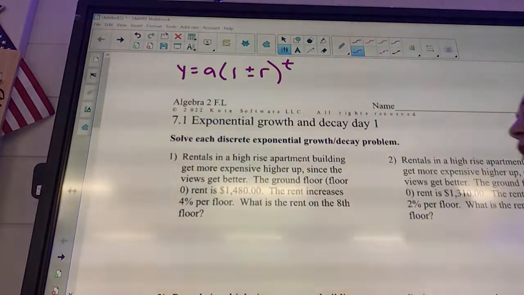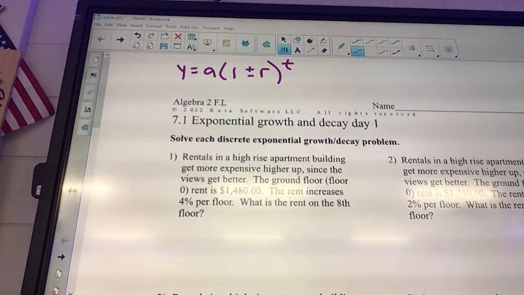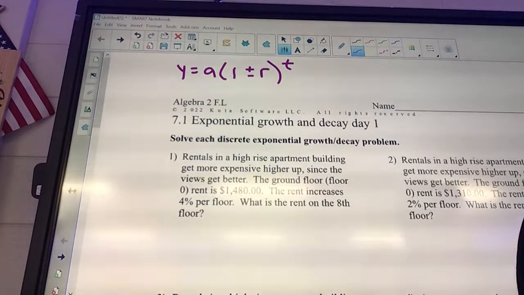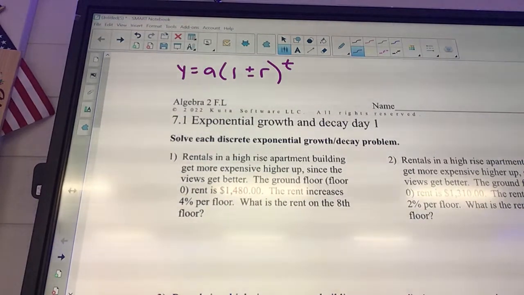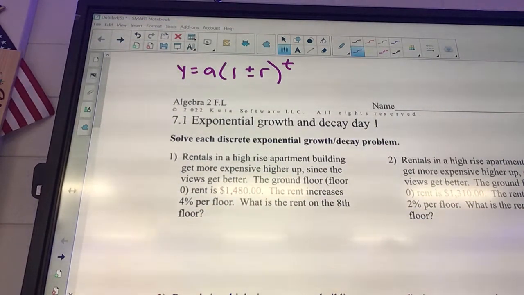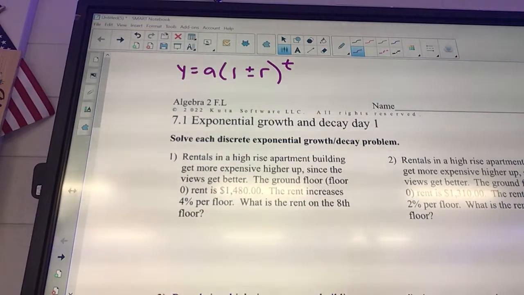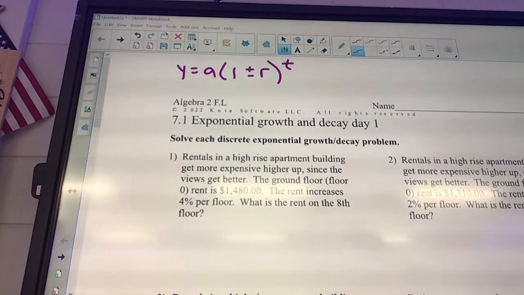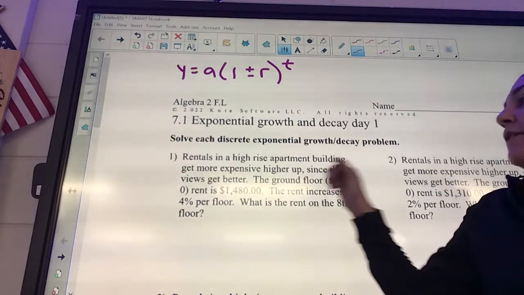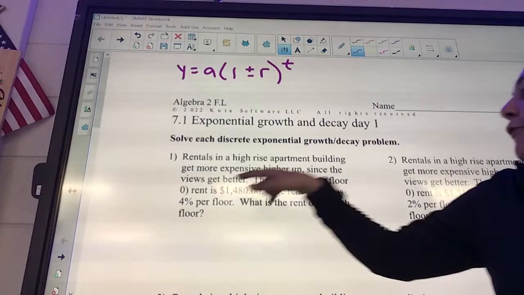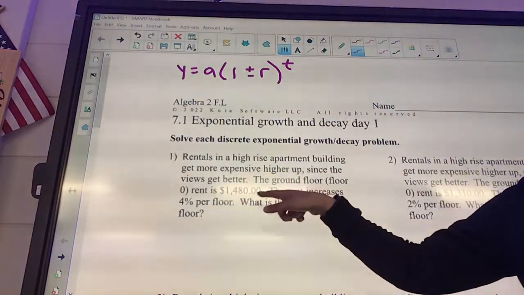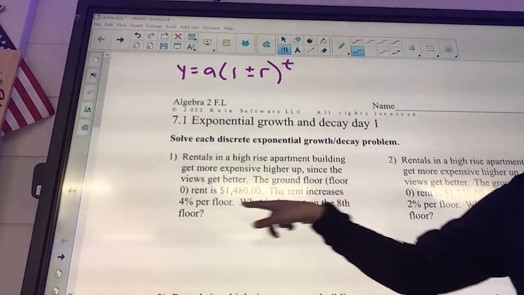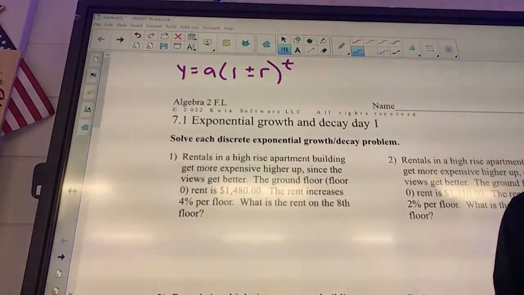Rentals in high-rise apartment buildings get more expensive the higher up. So me and Drew were just talking about hotels. Okay, does that make sense? What is more expensive typically? All right, if you're in the penthouse, does it cost more money? Yeah, right? Okay, so the higher up you go, the more expensive it is, since the views get better. The ground floor, floor zero's rent is $1,480. The rent increases 4% per floor. What is the rent on the 8th floor?